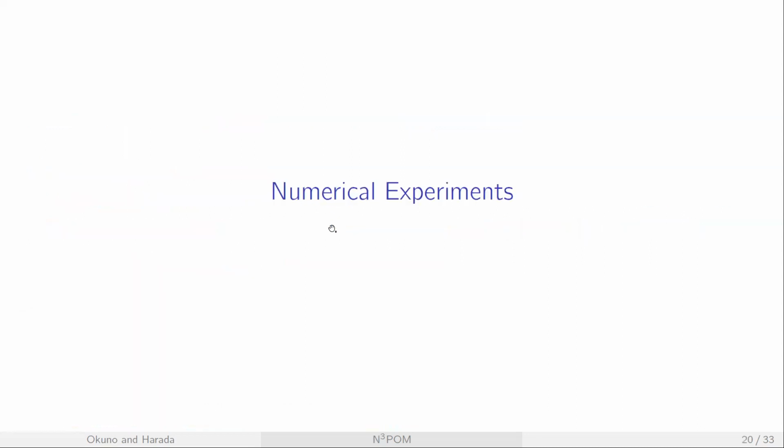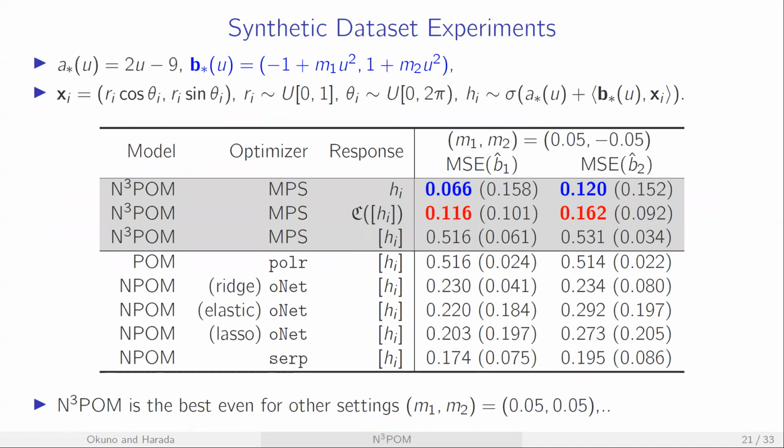Okay, from here I'd like to show the results of numerical experiments. At first, I'd like to show the results of synthetic dataset experiments. In this experiment, the true functions of A and B are specified like this. The coefficient function B star depends on the parameters M1 and M2. Then we estimate the coefficient functions by leveraging the proposed N3POM and the existing POM and NPOM. We compute the estimators over 30 experiments, and we took the median of the MSE to the true coefficients. Then as you can see, the proposed N3POM demonstrates the best score. So the synthetic dataset experiments show a kind of consistency of the proposed N3POM.